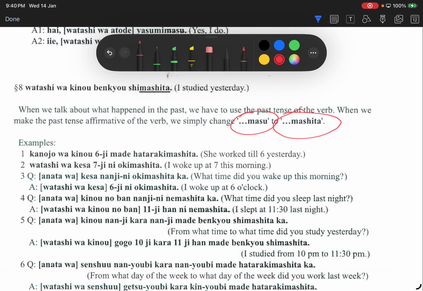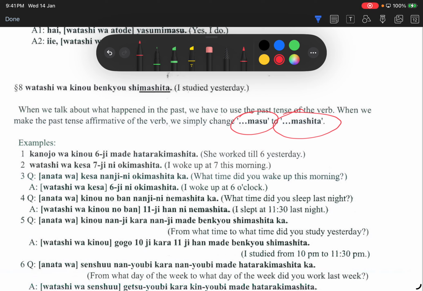Then another example, number 1. 彼女は昨日6時まで働きました. So 6時まで means until 6 o'clock. 働きました, so she worked until 6 o'clock. So how do we know we use past tense or not? We look at the time that we set. So 彼女は昨日, kino means yesterday. About this girl yesterday, until 6 o'clock, she worked. So yesterday already tells you that it is already past, already over. So we use past tense.